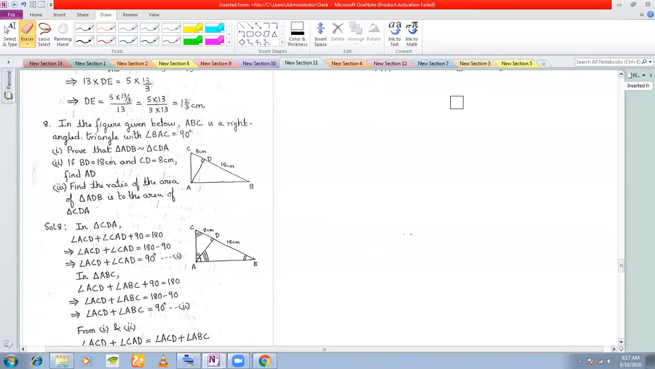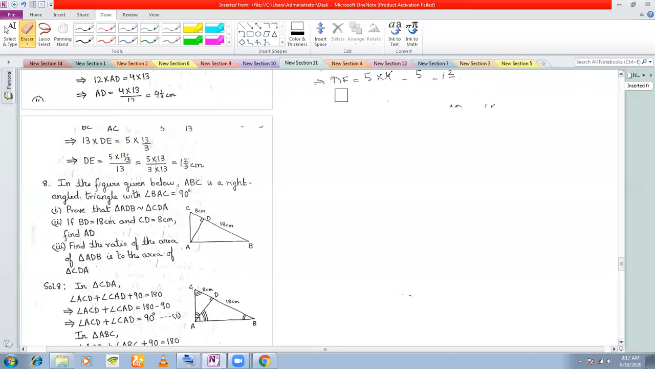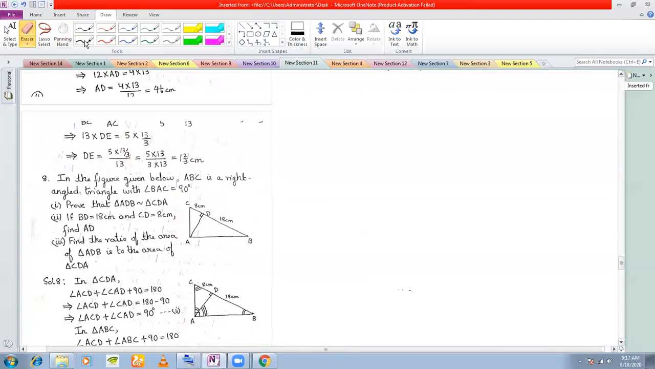Question number 8. If you look at this question, it states that in this figure given below, ABC is a right angle. Now this is a very different type of sum. So you have to be very careful with this sum. This problem I actually picked up from your solved examples, and this is also your problem from your examination. But this is a little different problem. Although it looks like your type 3 figure, it is not a type 3 figure. It is in fact a small variation of a type 3 figure.